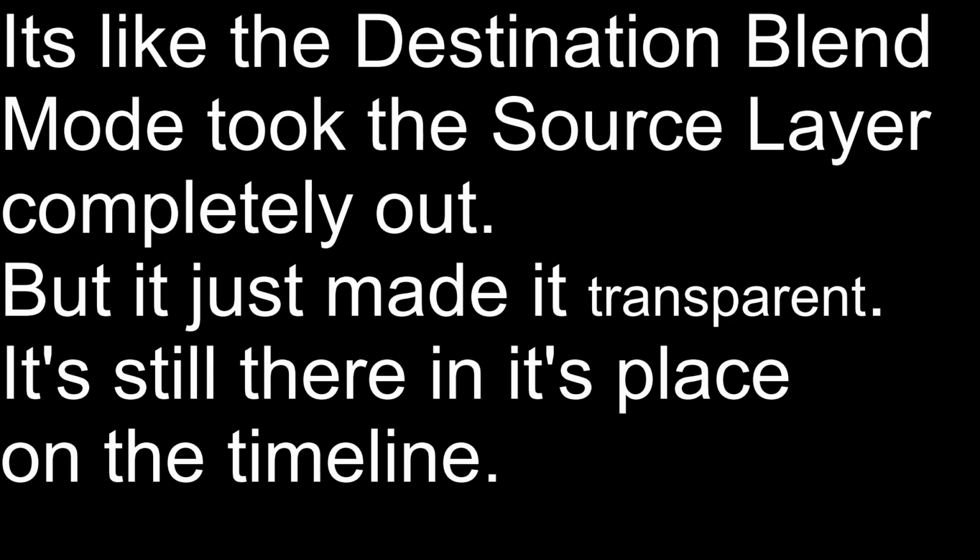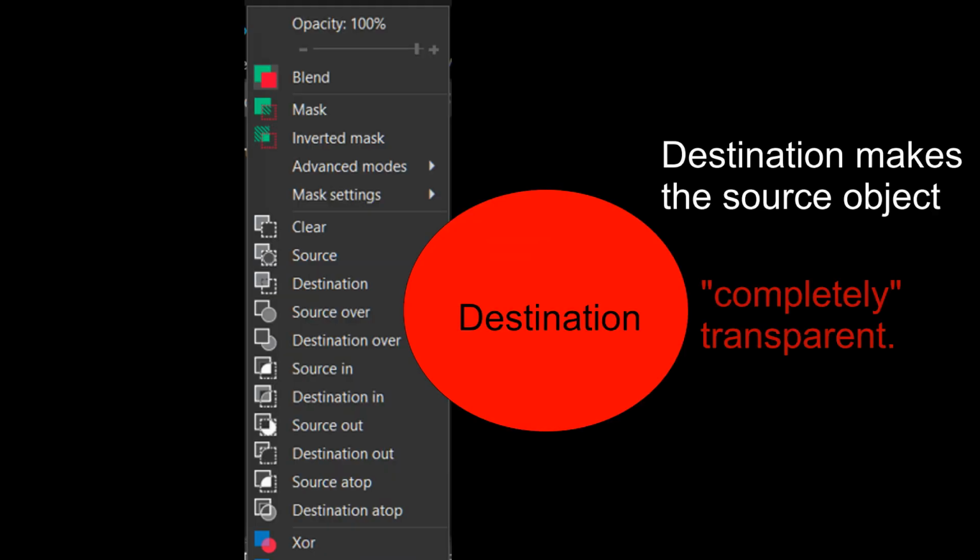If you change the background, we see that the source object is completely transparent. It's not invisible. Opaque transparency. Look at that. See, our destination is there, but our source is gone.